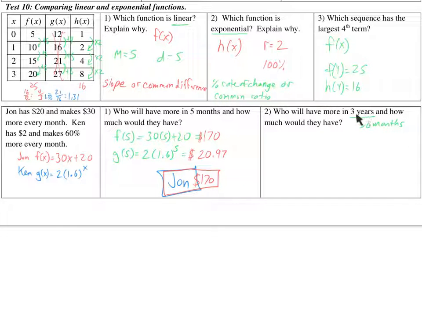So let's now look at this one. 3 years, 36. So let's see who will be bigger at 36. So f of 36 will be 30 times 36 plus 20. And g of 36 is going to be 2 times 1.6 to the 36th power. And let's find those answers to see. Now, we talked about it. Didn't we think Ken is probably going to be bigger, because he's exponential? We'll see if it actually pans out, but it should probably make him bigger.